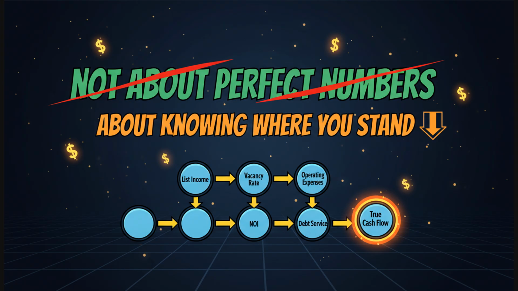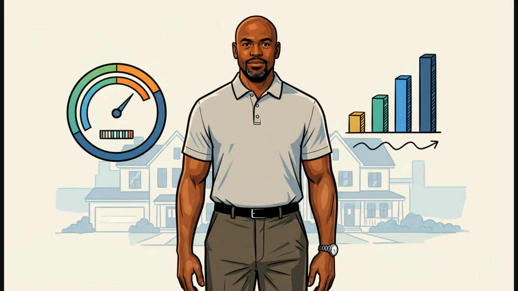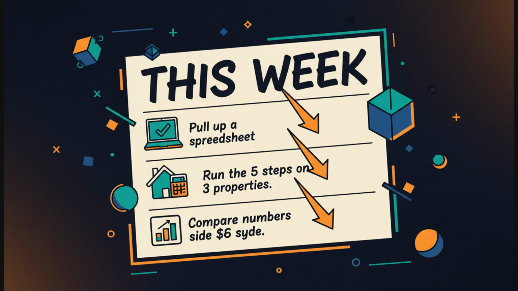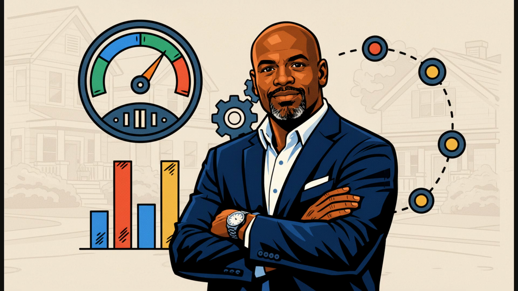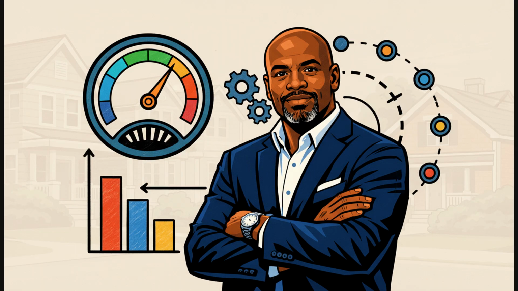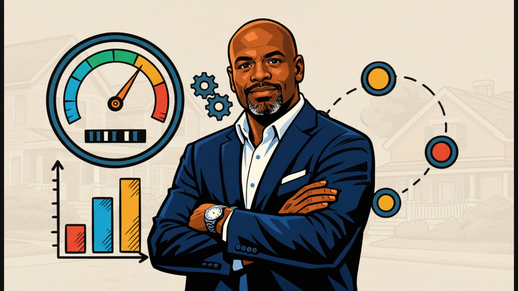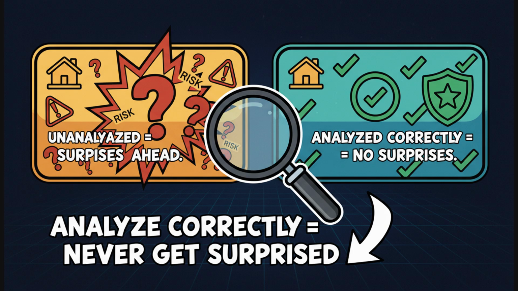Cash flow calculation is not about finding a perfect number. It is about knowing exactly where you stand so you can make the decision that makes sense for your goals. So here is what you do this week. Pull up a spreadsheet, plug in these 5 steps, run them on 3 properties you are considering, compare the numbers side by side. The property with the best cash flow on paper is not always the best deal, but the property you can analyze correctly is always the one where you will not get surprised.